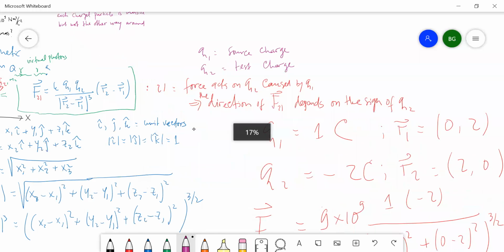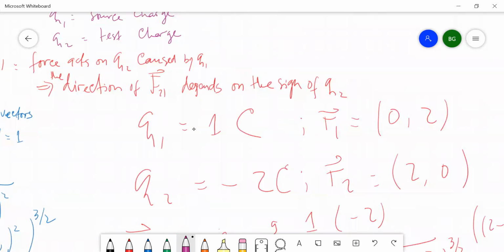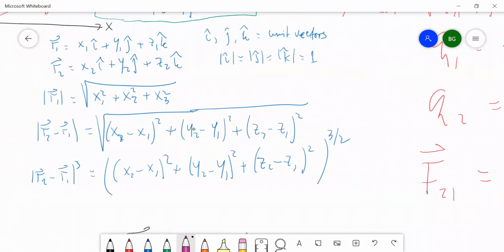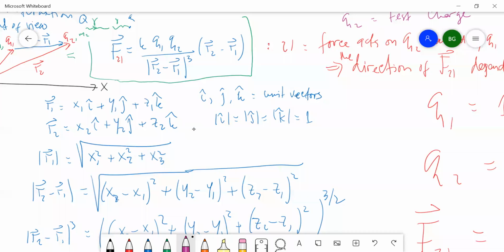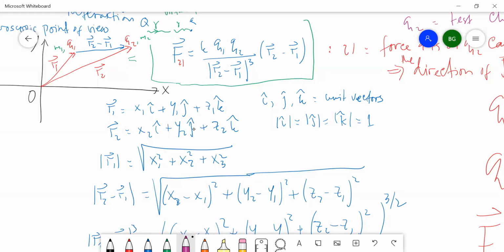For example, we have Q1 equals 1 Coulomb, and the position of Q1 is (0, 2). Q2 is minus 2 C, and its position is (2, 0). In this case we have R1 and R2. Before we discuss the example, what do R1 and R2 mean?